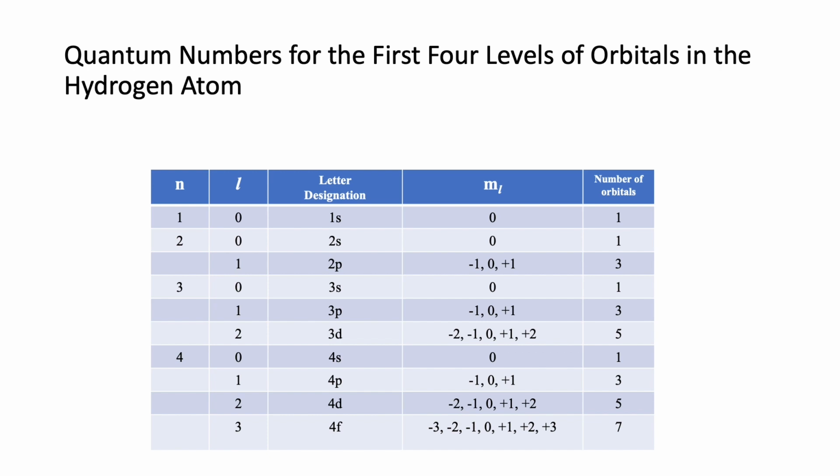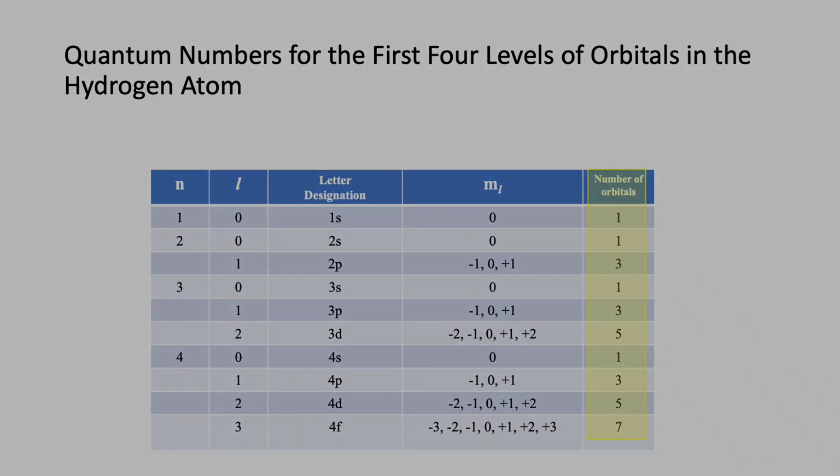Let's review the table of quantum numbers. N is the principal quantum number, and it tells us the size of the orbitals. L is the angular momentum, and it tells us the shape of the orbitals. Each L has a letter associated with it, and thus the NL combination gives us the name of the orbital. M sub L is the magnetic quantum number, and the results give us the number of orbitals.